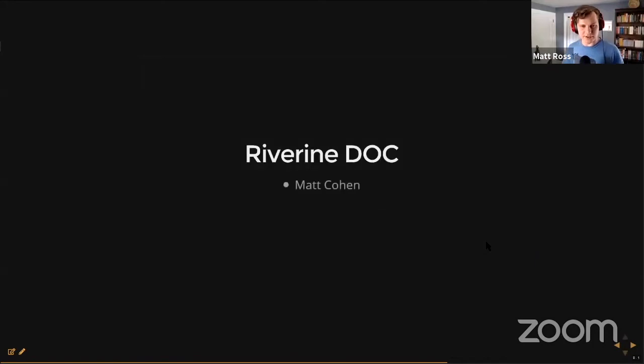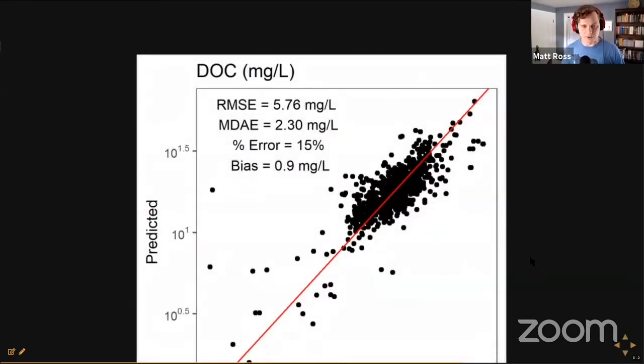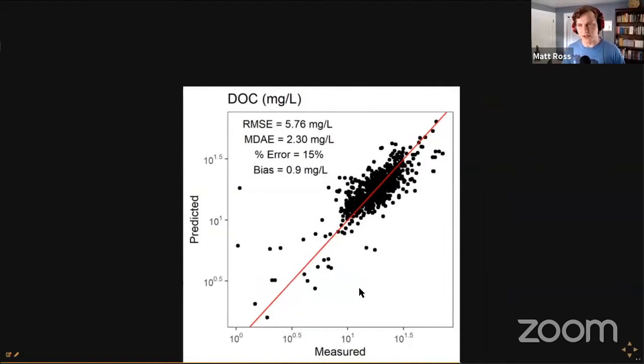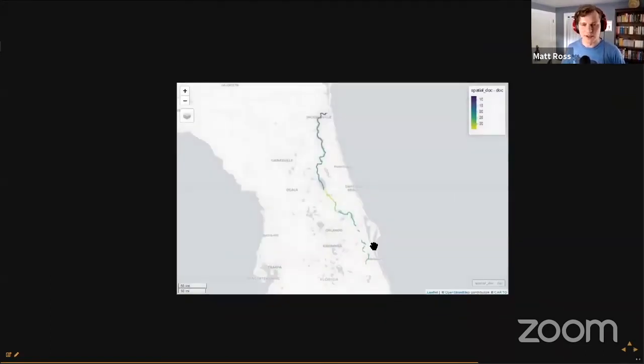Riverine DOC, we can do the same thing. This is with Matt Cohen and Jim Jowitz at the University of Florida. So again, same Aquasat basic thing. We're using gradient boosting again. I totally am aware that we should probably try a new model approach. We've compared a bunch. For now, gradient boosting has worked the best. Again, we have pretty low error, 15% error on DOC in the Florida St.